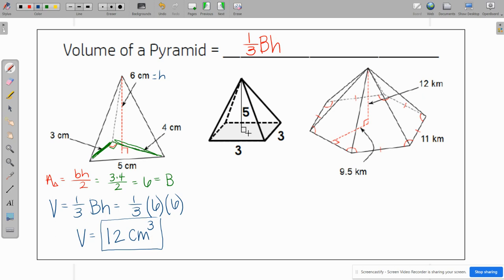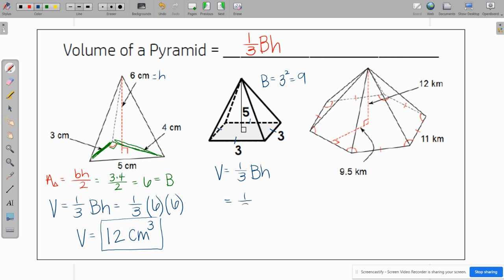For the next one, we have a base that is a square, right? This side here is 3, this side is 3. They're congruent to each other so that these sides are also 3. So that means we would have a square. The square pyramid, again, we find the same way. The volume is 1/3 times the area of the base times the height. Well, let's first find the area of the base. The area of the base is a square. We would take 3 times 3, or 3 squared, which is 9.